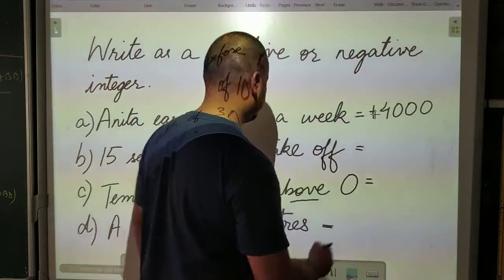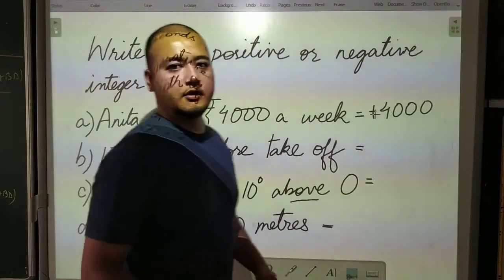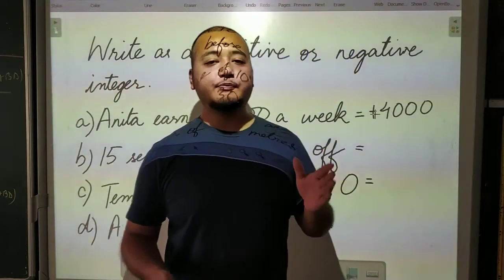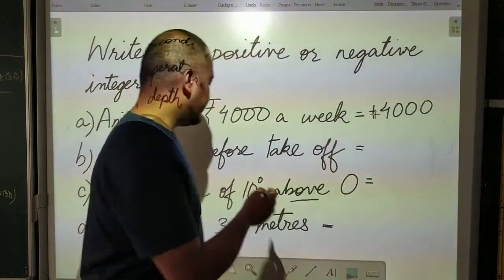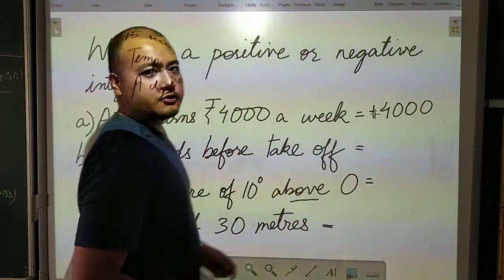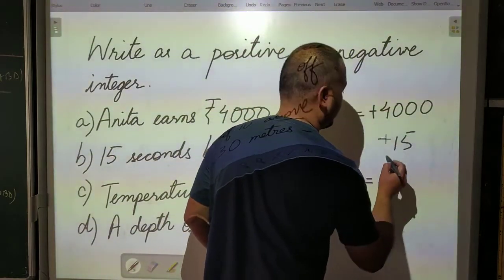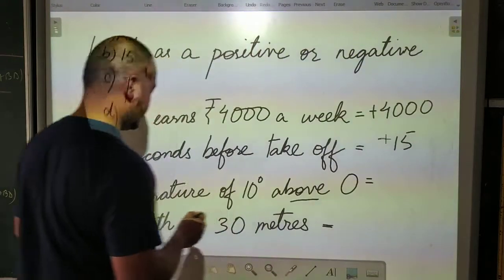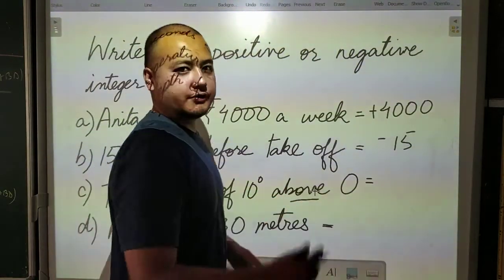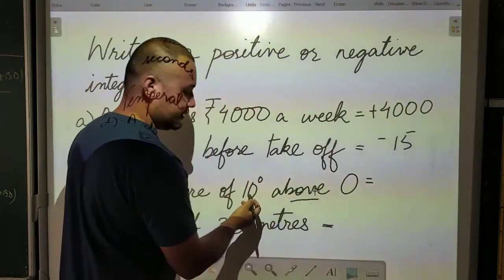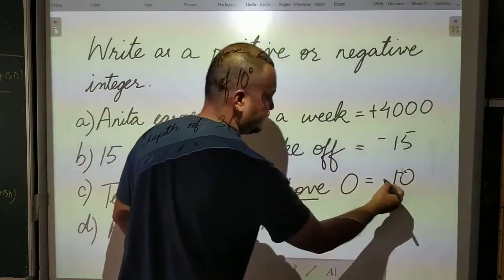Next, 15 seconds before takeoff. So if we think that when the plane took off, if we take that point as 0, then this is 15 seconds before that. So this is a negative value. So minus 15. The minus is very important. Next, temperature of 10 degrees above 0. So it's coming to the right of 0. So it is a positive value. So 10 or plus 10.